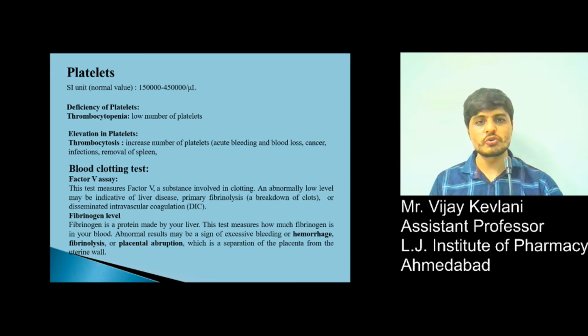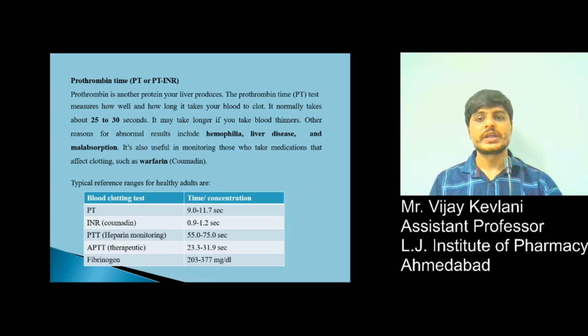Next is the blood clotting test. There are certain clotting factors which are tested: factor 5 assay, fibrinogen level assay, and prothrombin time. Prothrombin time is once again related to your blood clotting. It indicates how much time it requires to clot your blood. Prothrombin is a protein produced by your liver. The prothrombin time test measures how well and how long it takes your blood to clot.